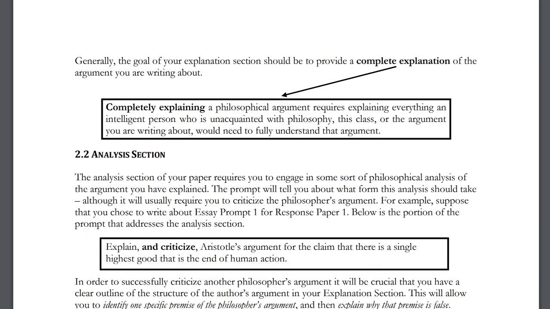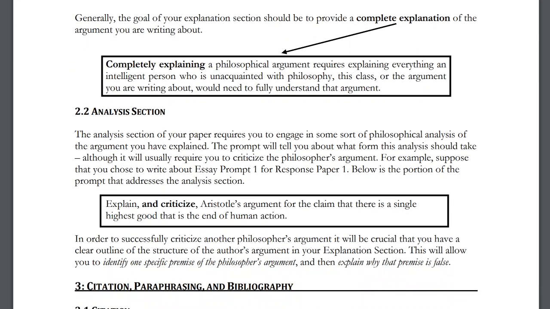So what about the analysis? Let me summarize one other point. Again, one way to think about what I'm looking for is your paper should completely explain the argument you're writing about to the extent that someone who's not in this class or acquainted with philosophy but is intelligent should be able to read what you've written and fully understand everything they need to know about the argument. Okay, so what about the analysis section? So in the analysis section, this is where you explain why you think the author's argument is incorrect.